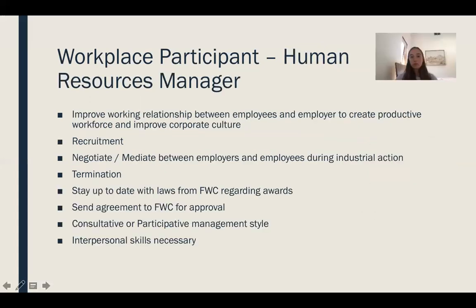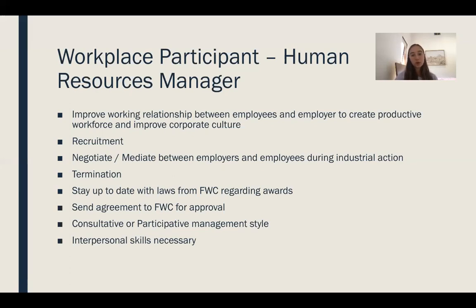Next, we have the Human Resources Manager. So Human Resources Manager, remember, they're kind of like an intermediary between the employees and the employer. So their main role is to improve the working relationship between the two and ensure that the business is productive and there's a positive corporate culture. So the Human Resources Manager is responsible for recruiting motivated, productive, experienced employees, terminating any employees that aren't hardworking or breach any codes of conduct.